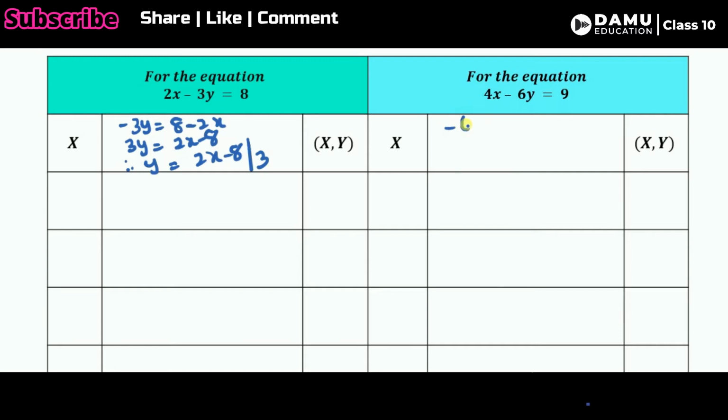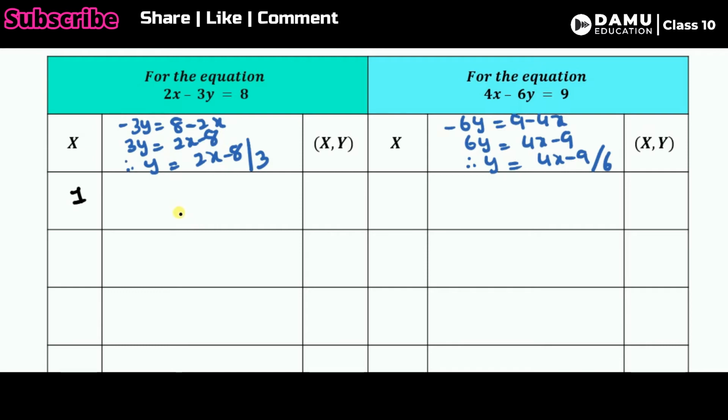Then minus 6y will be equal to 9 minus 4x. Then 6y will be equal to 4x minus 9. Then y will be equal to (4x minus 9) by 6. So this is the equation. From this we have to find the solutions. Is there any possibility or not? So let's take 1, 2, 3 like that. Let's take 0, or 1; taking 1 gives 6. So it's better to take multiples of 3. Then it will be possible. So 1 is there.